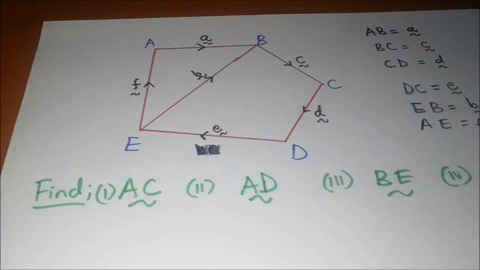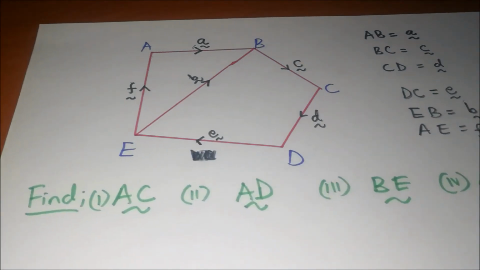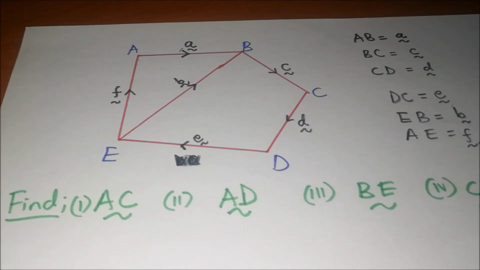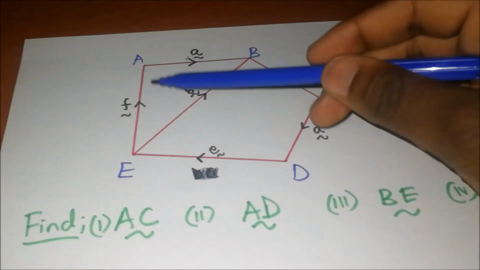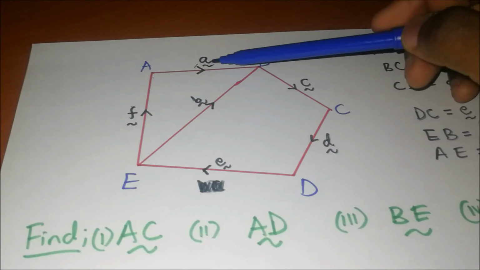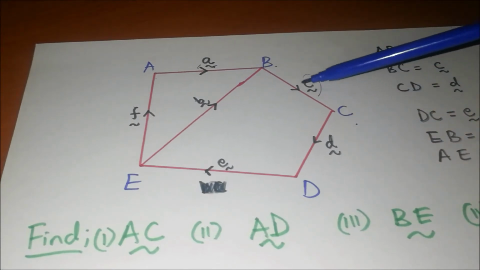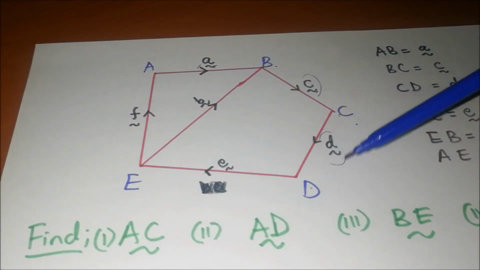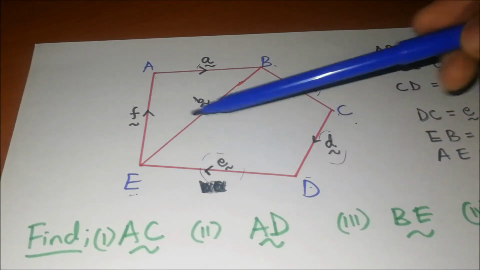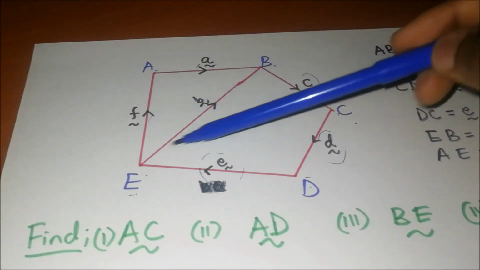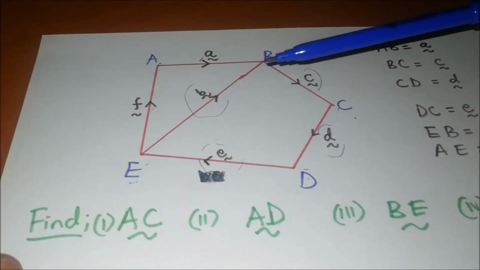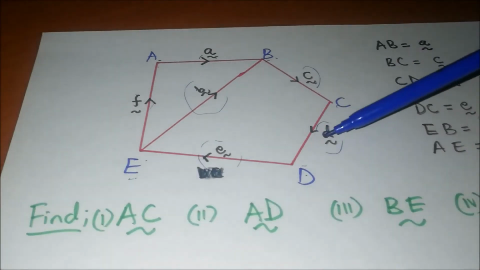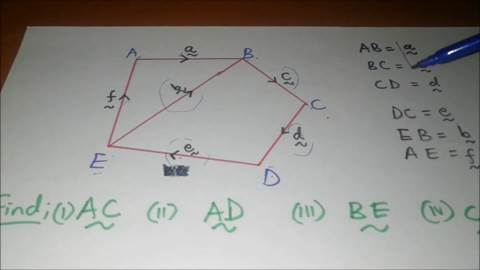So still talking about basics, we need to explore something here. We have a diagram here, and we would like to find the vectors represented by these letters. We have a vector AB represented by letter A. We have BC represented by C. We have CD represented by D, then DE represented by E, then EA represented by F, and then EB represented by vector B.